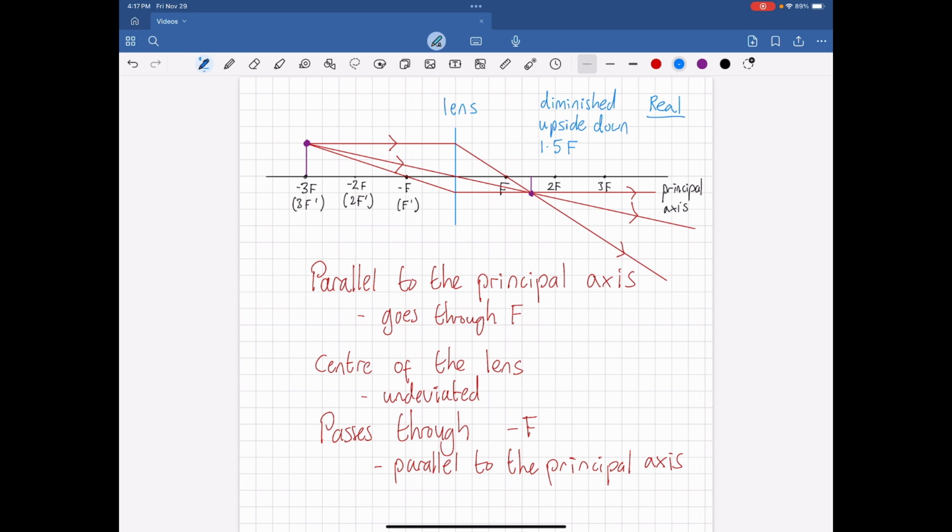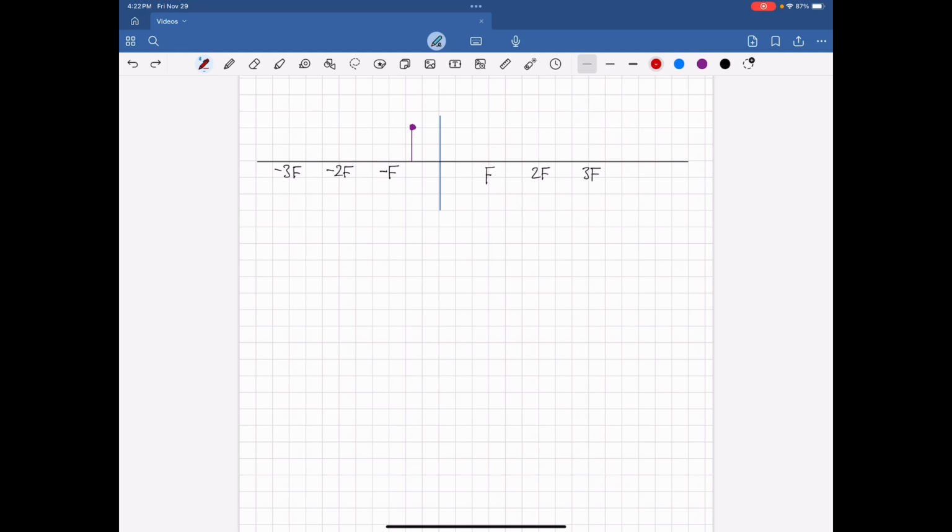Now, real images are always formed on the right-hand side of these diagrams. If the image was formed on the left-hand side, it would be called a virtual image. A lot of people struggle to see how a virtual image could be produced. So let's have a look at that one. Let's see what happens when we place the object somewhere else.